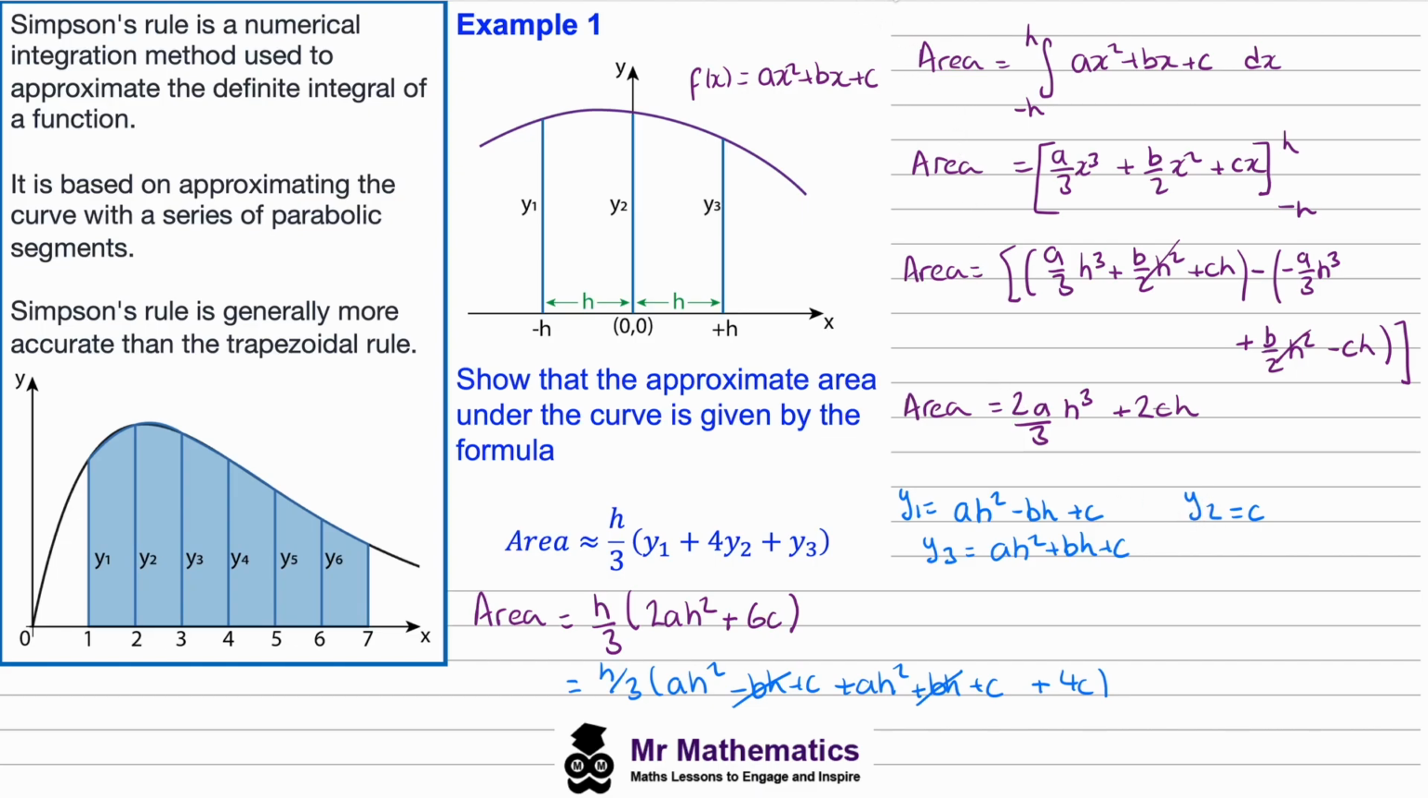So this becomes the area will be h over 3 multiplied by y1 plus 4y2 plus y3. And this is Simpson's rule for 2 strips. Okay, in example 2, I'm going to show you how to use this to approximate the area under a curve.